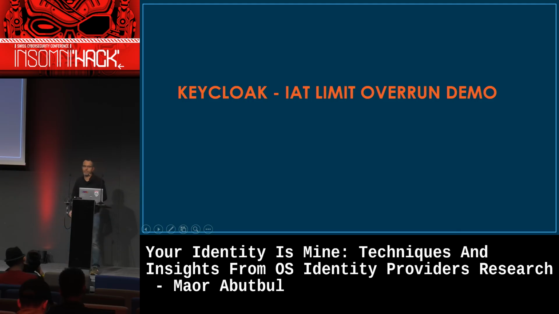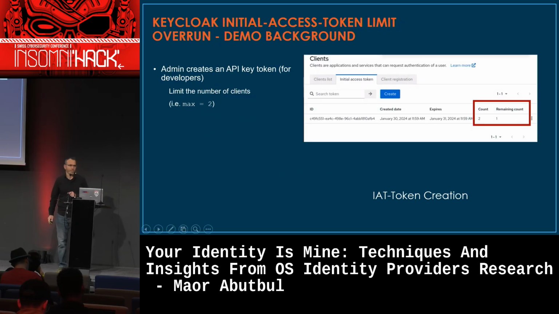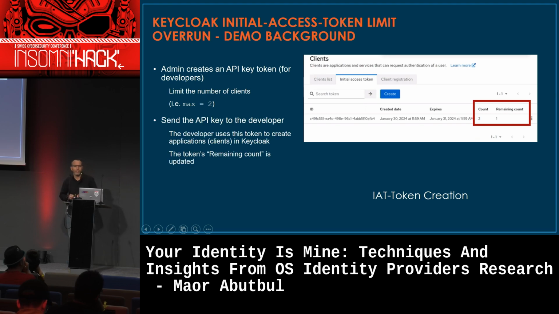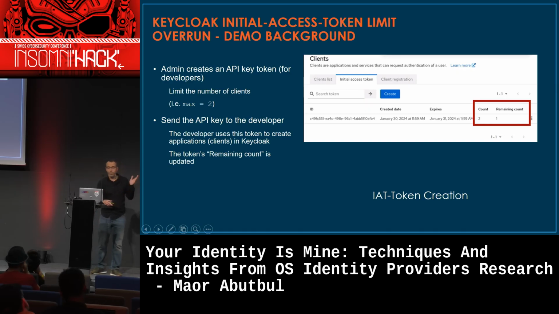Okay, let's move on to our first demo. We'll start with some background for the demo. In Keycloak, an admin can create API keys for developers to use on the system. On creation, an admin can limit the number of clients that can be created by the developers. In this case, he set it to 2. The developer uses this token while creating clients via the Keycloak API. After using this API, the token's remaining count is updated.